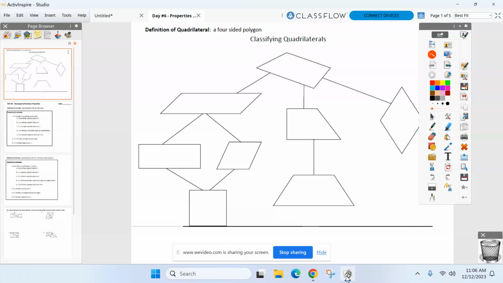Tree, because there's a reason they fall in a certain family. So we had the parallelogram we've talked about extensively. How many properties were with the parallelogram?